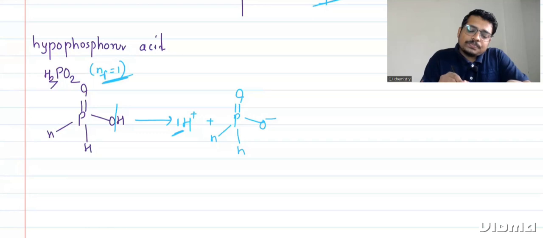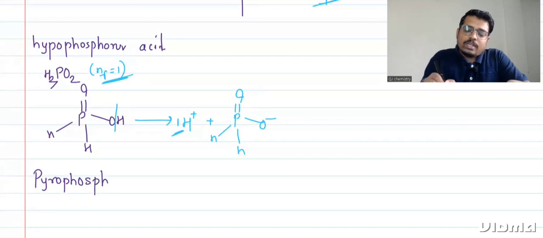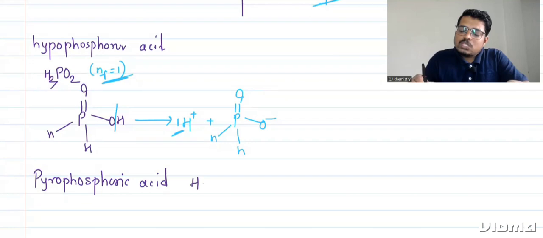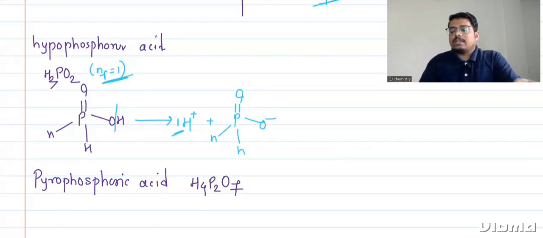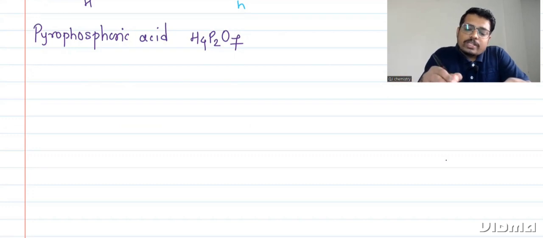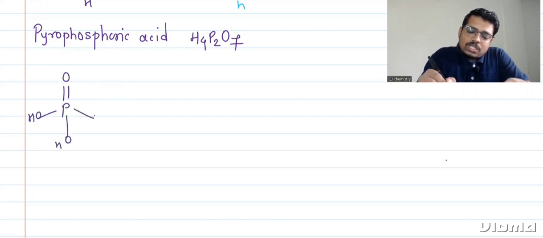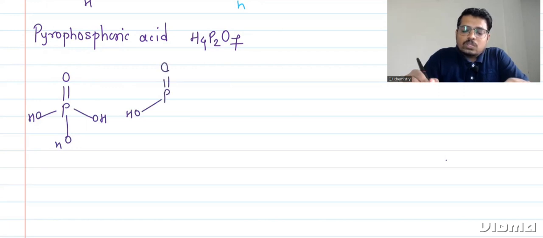Next example is pyrophosphoric acid. The formula is H4P2O7, and for its actual structure, this is the structure of phosphoric acid. Let us add two phosphoric acid molecules and remove one water molecule. So we'll get pyrophosphoric acid.